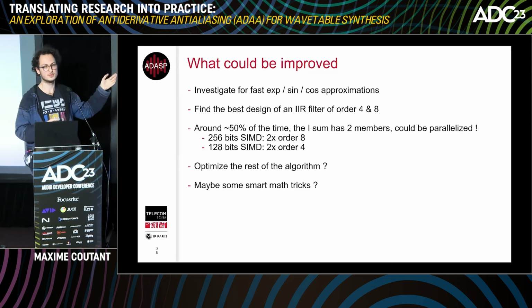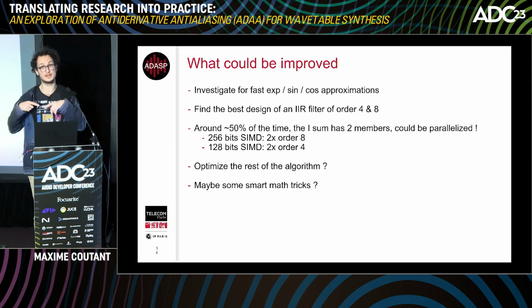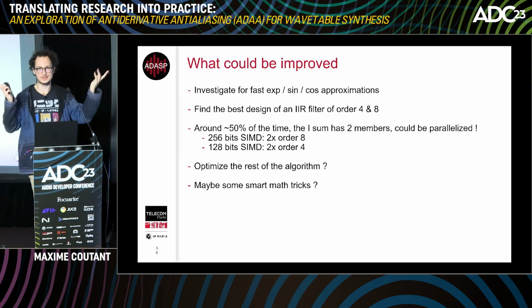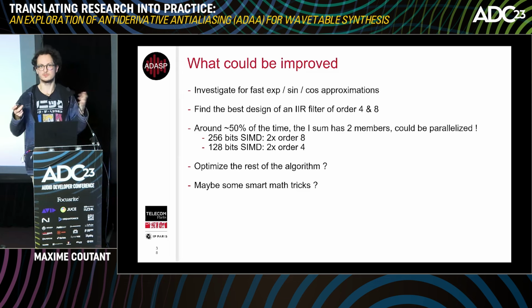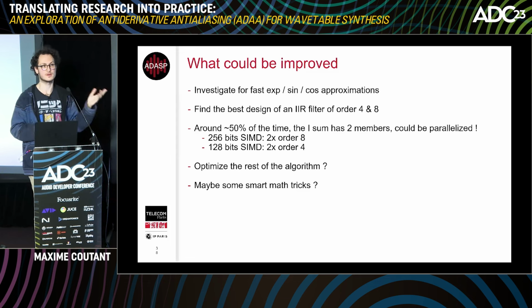Also, around 50% of the time, the ISM has 2 members in it, so maybe that could even be parallelized when you have enough room in your SIMD registers, so either order 4 or order 8, depending on the register you have. Maybe optimizing the rest of the algorithm. I tried to pick good decisions, but you can probably tweak a bit. And maybe there are some math tricks in the algorithm that I don't know about.